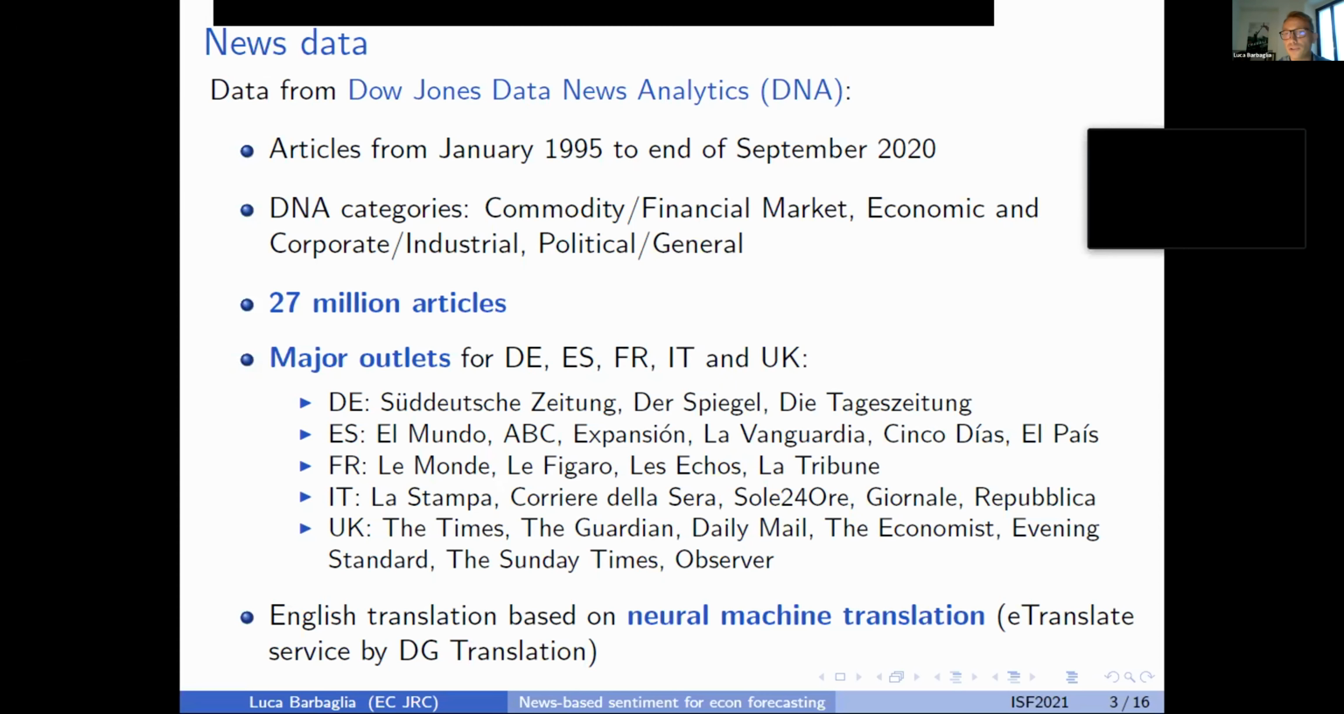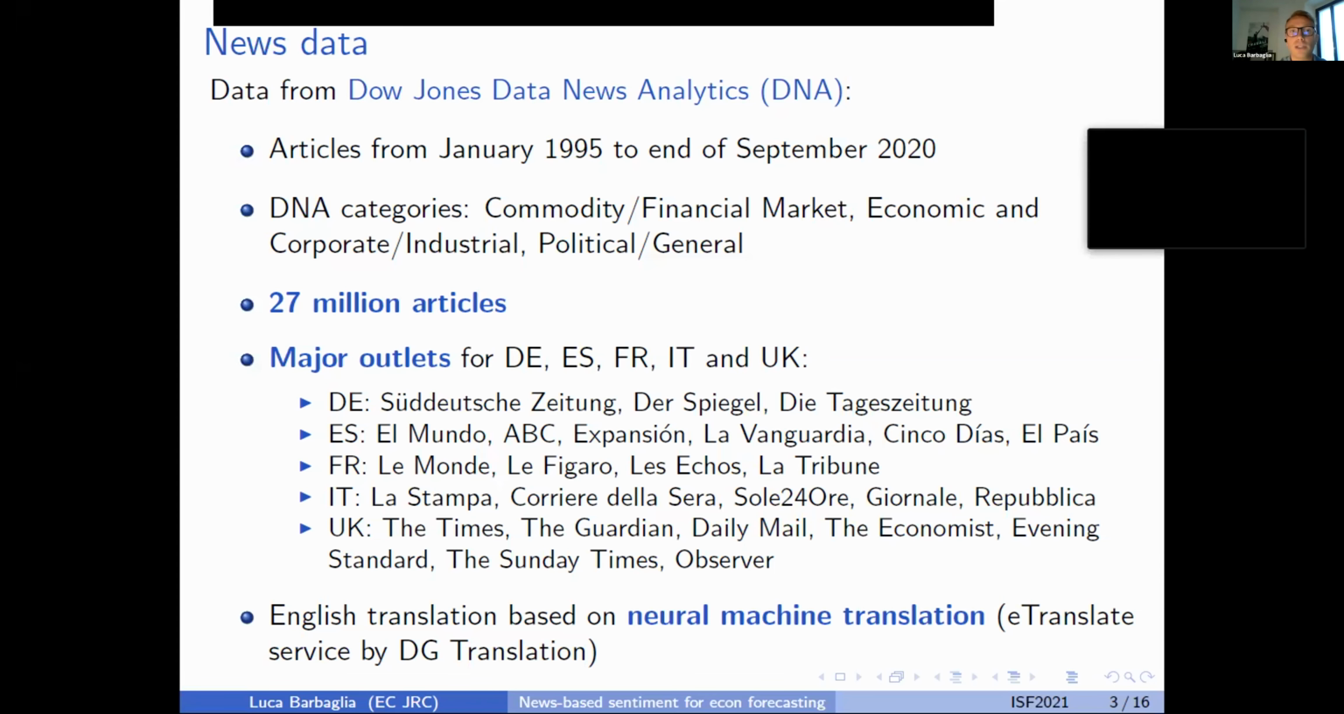Given that our approach is rule-based, it works only with the English language. And to achieve that, we rely on the neural machine translation services of eTranslate within the Commission to translate everything to the English language. So we have this big set of data, and we apply our algorithm to compute some sentiment measure.